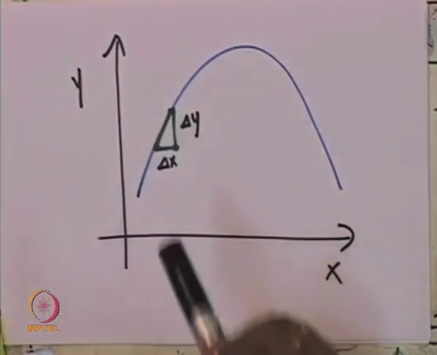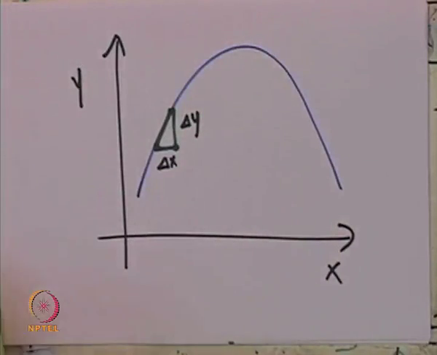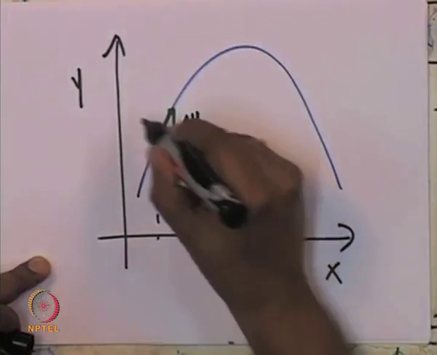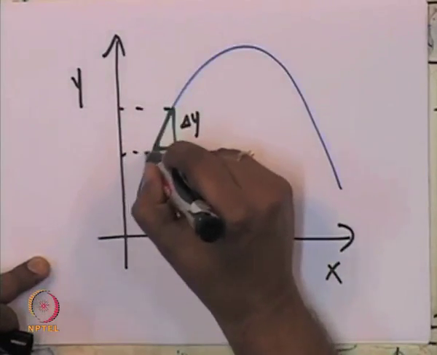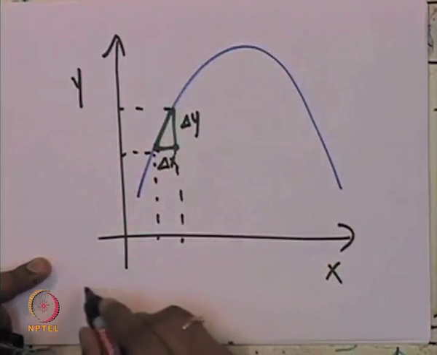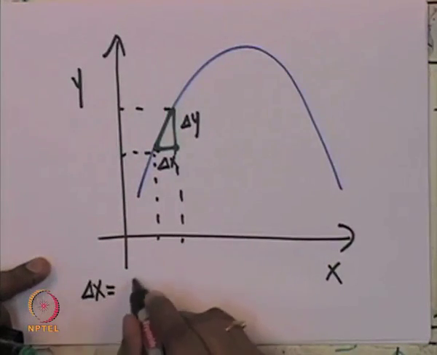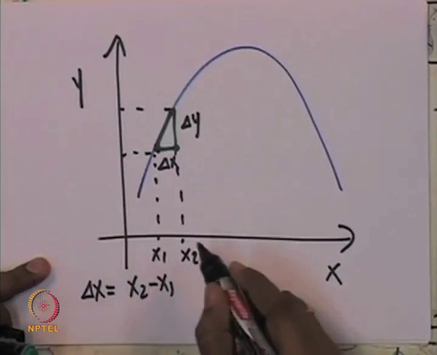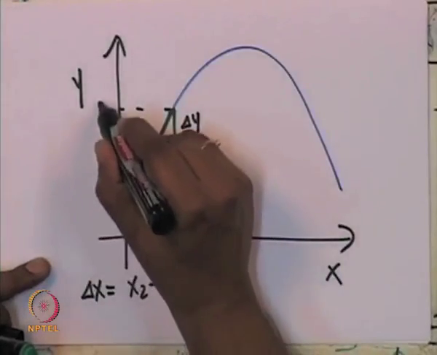So, delta slope has to be positive. Let us do this. Delta x, when I say delta x, is x 2 minus x 1. So, this is x 1, this is x 2, and this is y 1, this is y 2.